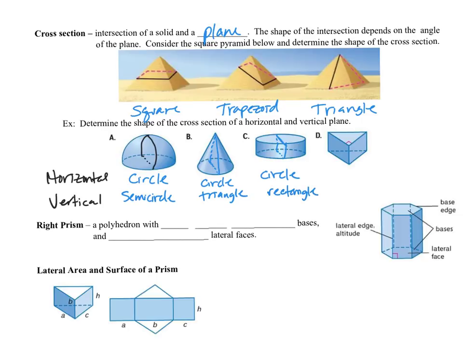I think you can see that a horizontal cross section would take on the shape of a triangle, but a vertical cross section, let me attempt to draw that, would look something like this. Okay, so hopefully you can see that that would be in the shape of a rectangle.